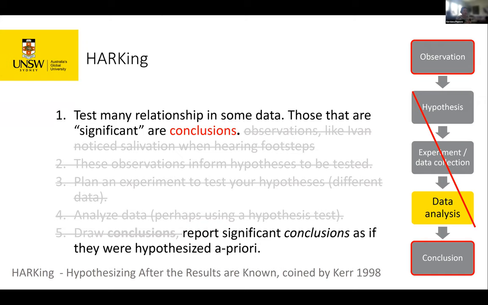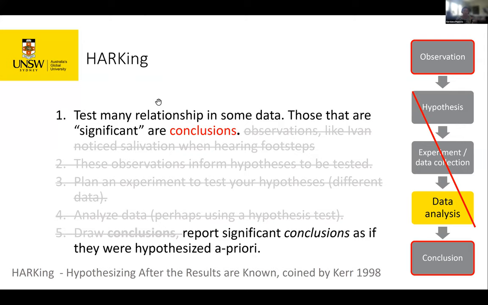You report the significant ones from your tests in your paper as if they were observations that you then turned into hypotheses, as if you had gone through the whole process. So this is HARKing. HARKing means hypothesizing after the results are known, because you have a result by checking all these things, and then you generate a hypothesis based on the results that are already known in that data. So you skip a bunch of steps in HARKing, and that's where everything kind of goes wrong.